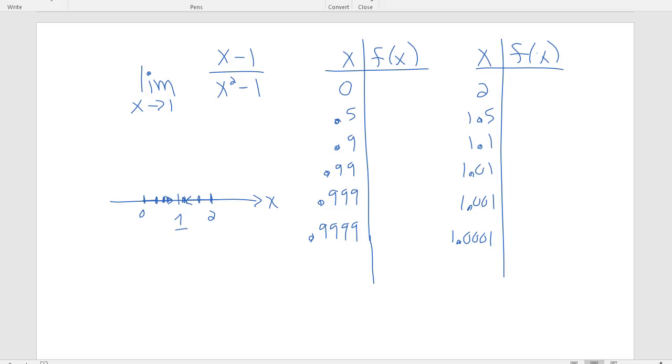And again, I want to stress to you with the limit process, we are never getting to 1. We're getting really, really, really close to 1. That's what the limit process entails. We're never going to let x get to 1. We're going to get infinitely close to 1.